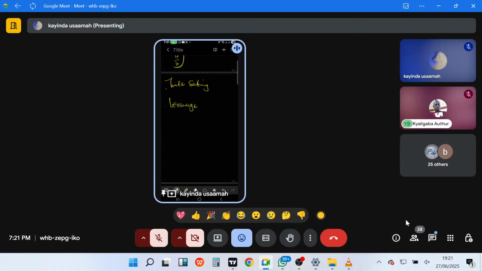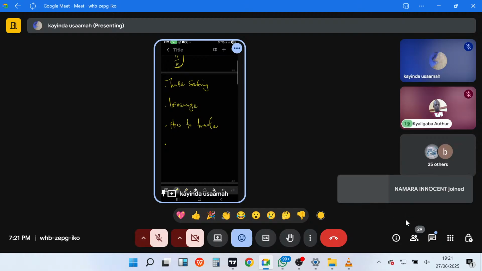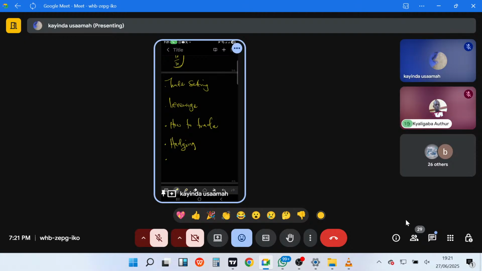We're going to be looking at how to trade. We are going to start having signals for futures. Then we are going to be looking at gauging. Okay, that's today's topic. Now let's start from trade settings.